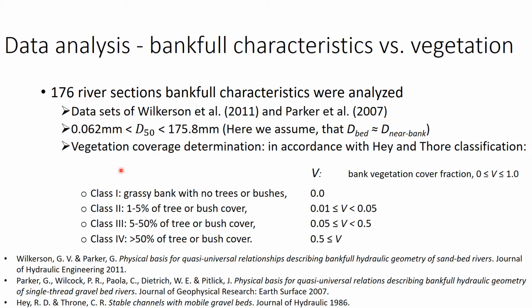Riparian vegetation was categorized based on the Hey and Thorne classification. According to this, the first class means the case without trees or bushes. The second class means 1 to 5% tree or shrub cover, and the third class means 5 to 50% cover. The fourth class refers to the densest vegetation. The variable V then refers to the degree of vegetation cover.